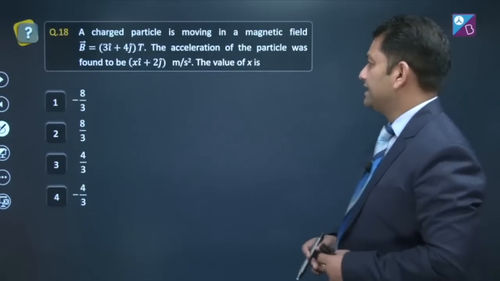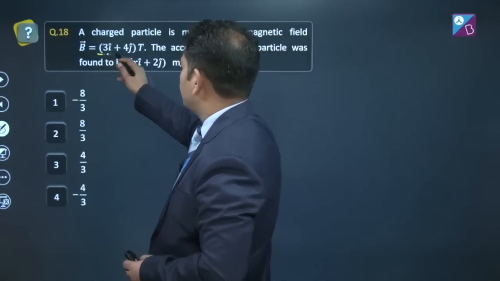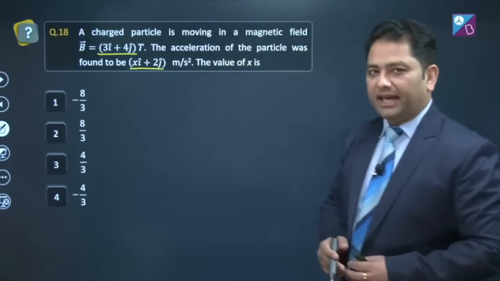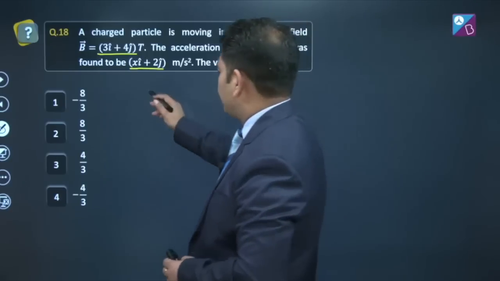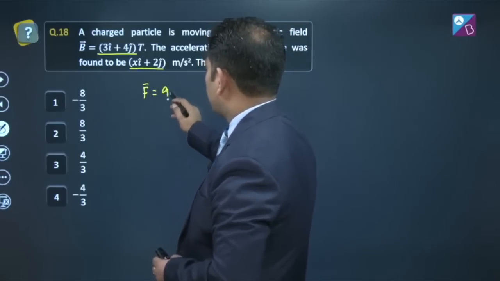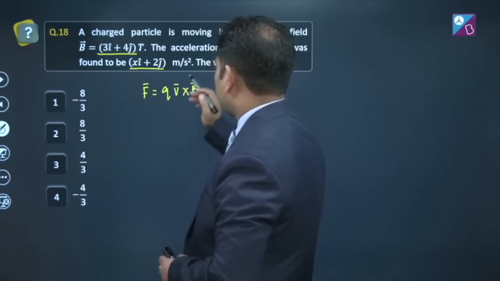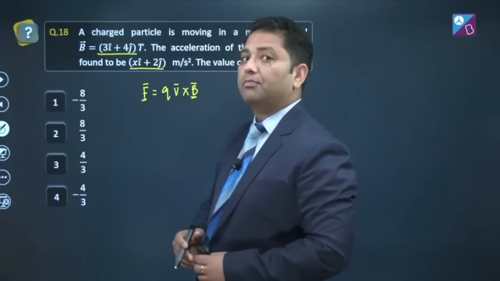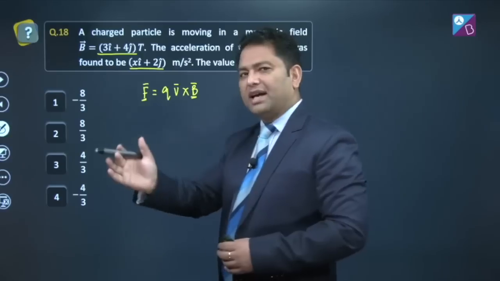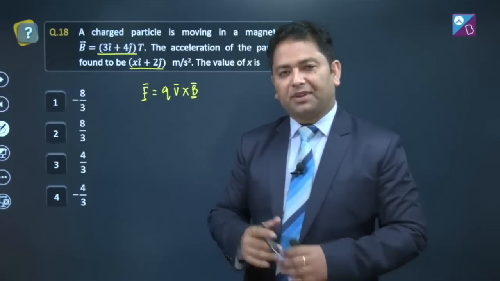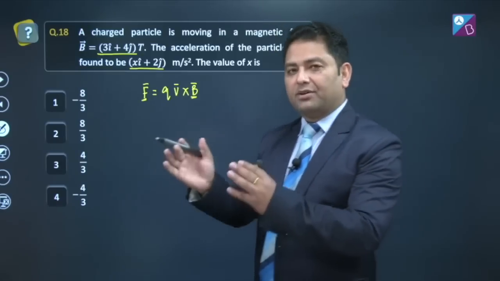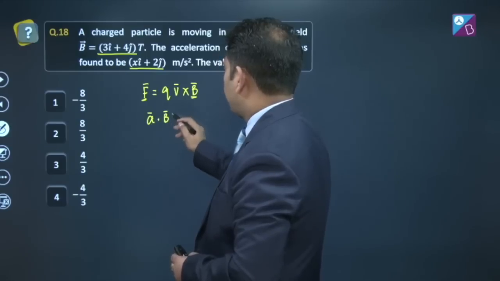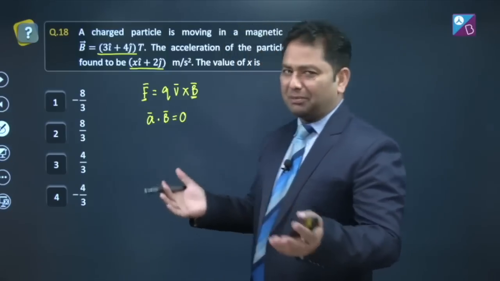Now moving to question number 18. There is a charged particle which moves in this magnetic field and it has this much of acceleration. Value of x ये निकालना है. If you remember, the expression of the magnetic force is Q of V cross B. Now the property of cross product says कि ये जो force है magnetic field के साथ perpendicular होता है और force की जो direction है acceleration की भी वही direction है. That means acceleration is perpendicular to the magnetic field, which means acceleration dotted with magnetic field has to be equals to 0. Anyway, they are perpendicular.